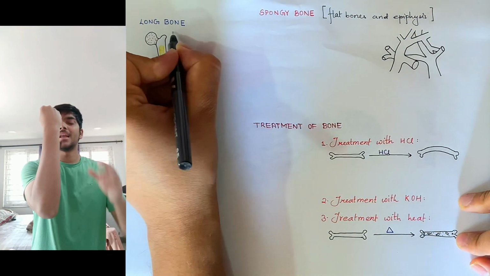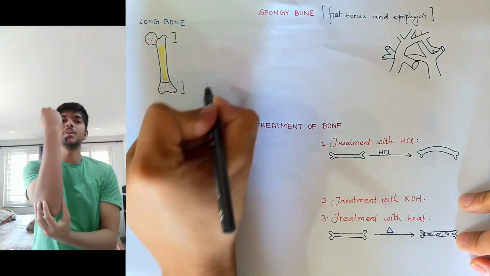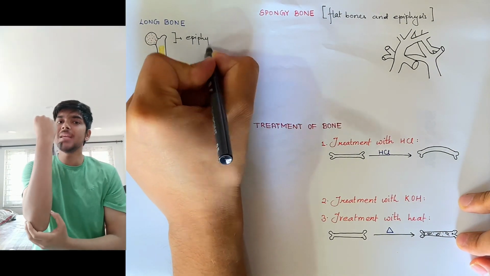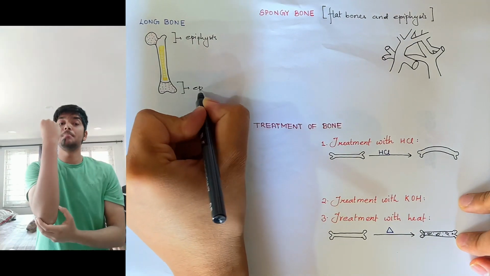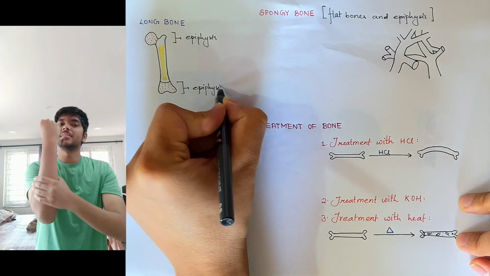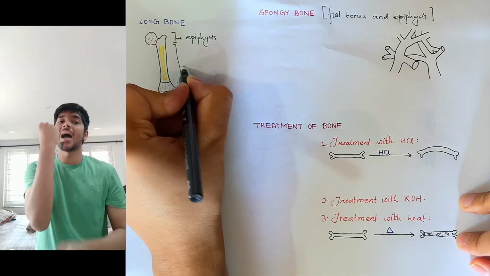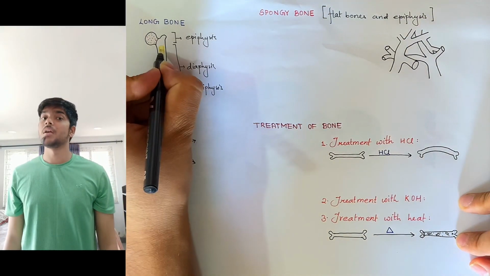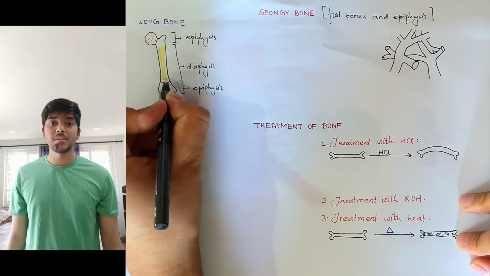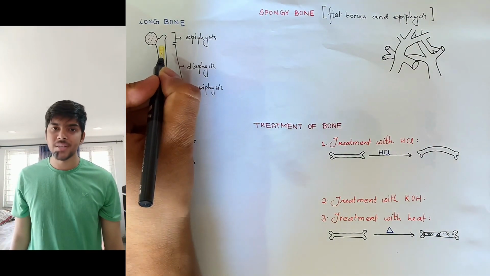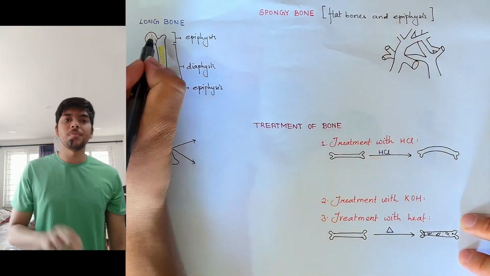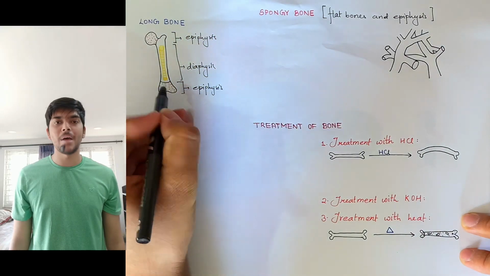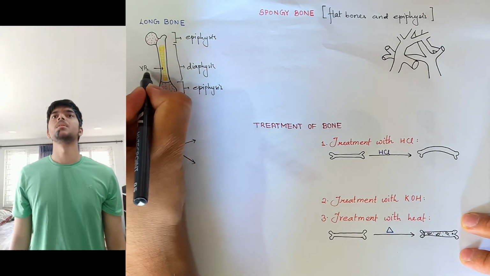It's long, and then at the two ends of the long bone there are knob-like structures, and these knob-like structures are known as epiphysis. In the middle there's a shaft, and this shaft is known as diaphysis. Inside diaphysis there's yellow bone marrow, which fills up the bone marrow cavity of diaphysis, and inside epiphysis there's red bone marrow that fills up the space of bone marrow cavity in epiphysis.